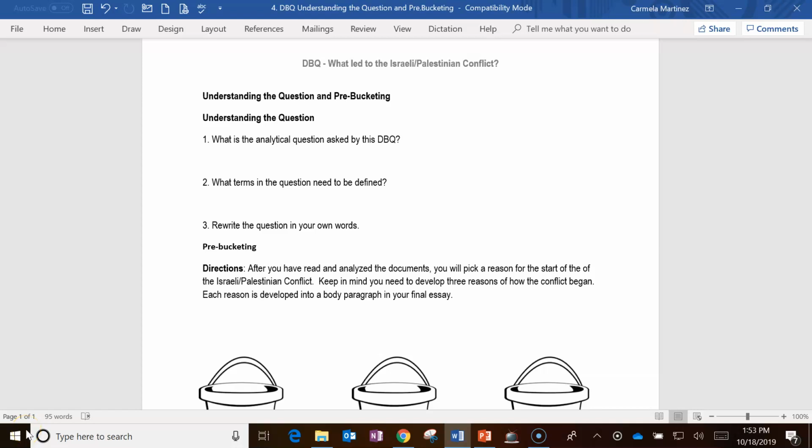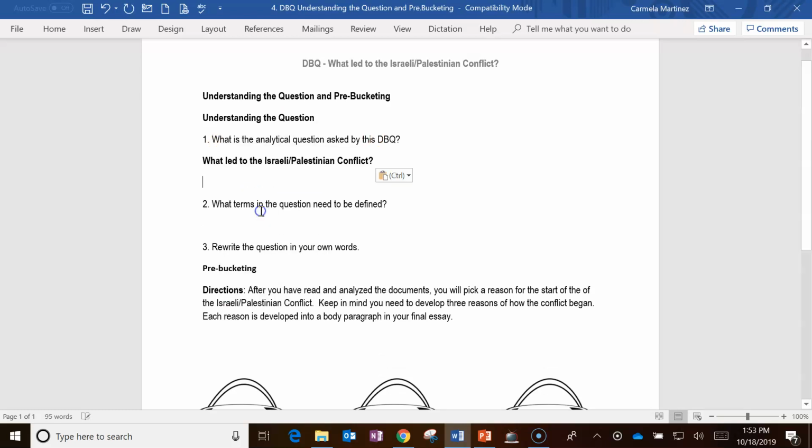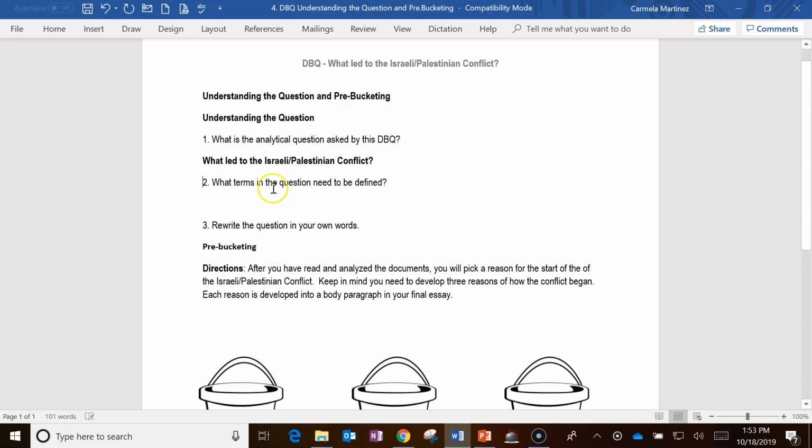All right, today in class we worked over our pre-bucketing and kind of just understanding the question. And so we're going to take and break down the question. Our DBQ question is, what led to the Israeli-Palestinian conflict? And so question number one under understanding the question says, what is the analytical question asked by this DBQ? And so all you need to do here is rewrite the question. Just rewrite the question as it's already stated for you.